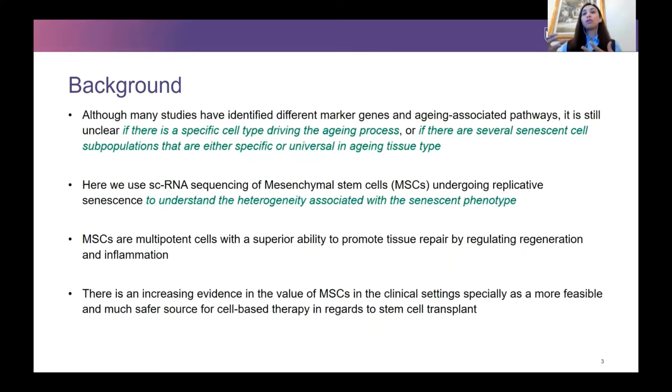So in this project, we are studying the heterogeneity associated with the senescence phenotype, but at the same time, we are getting some insight into MSC aging and MSCs undergoing senescence.